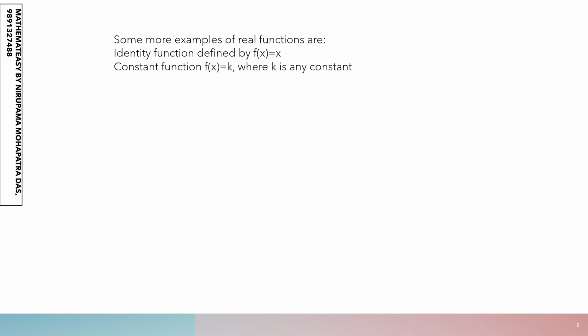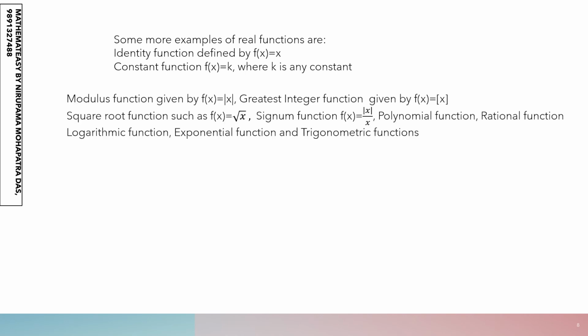And some more examples, just to give you the names of the functions today, and in the next session we will be covering all these functions. Some more examples of real functions are the identity function, which we write as f(x) equal to x, and the constant function f(x) equal to k, for example f(x) equal to 5, f(x) equal to minus 2, etc. k is any constant. Modulus function is given by f(x) equal to mod x. Greatest integer function we write like this; it is the greatest integer not exceeding x.